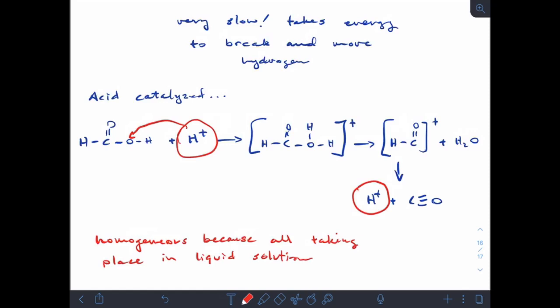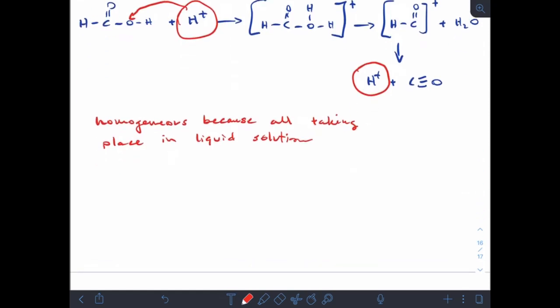Okay, in this case it's a liquid solution, but you could have a gaseous solution as well that would fit the bill, as long as you're dealing with a mixture and nothing's happening on a surface.